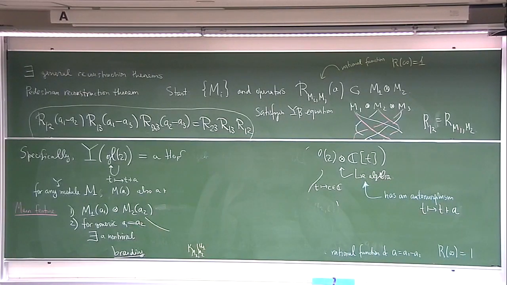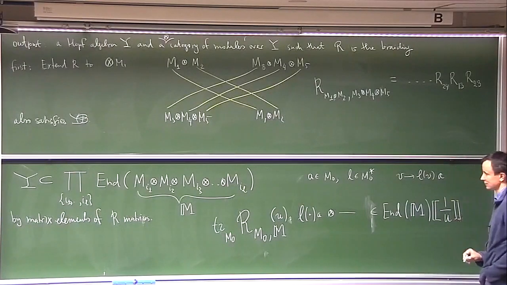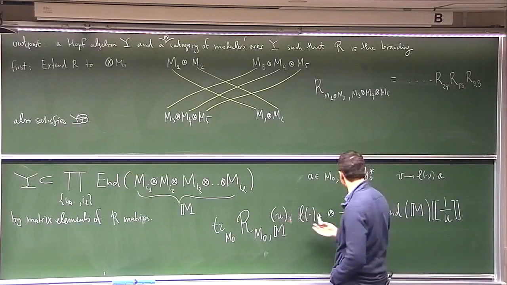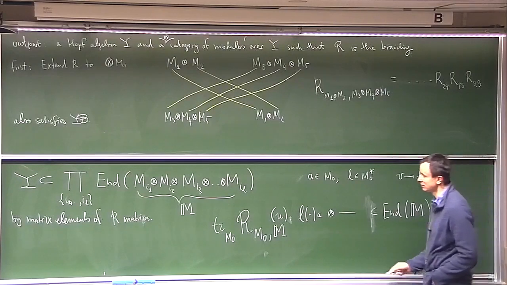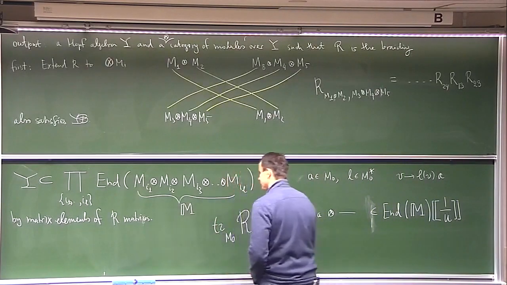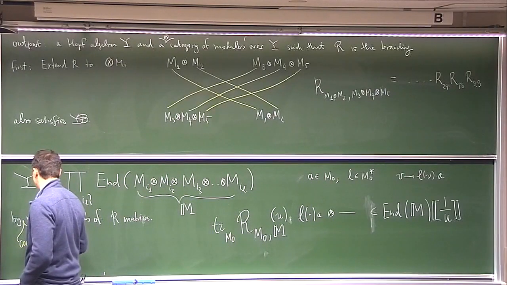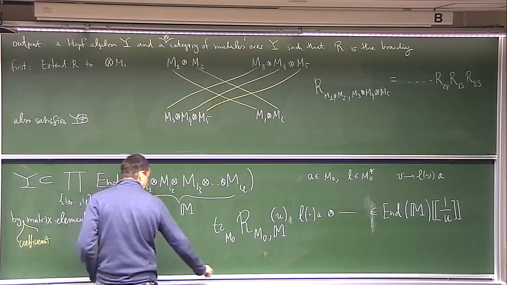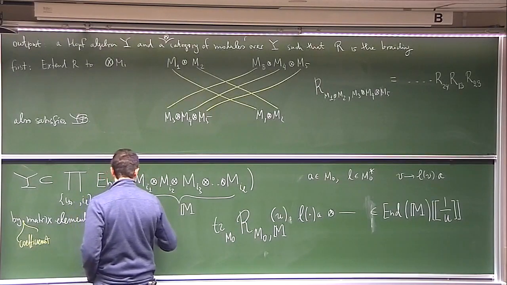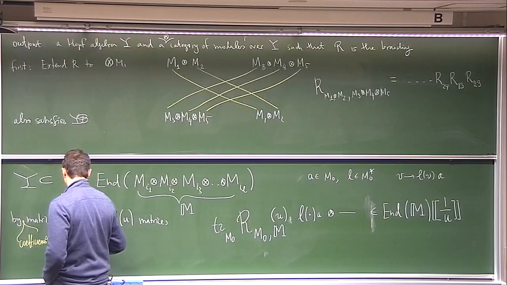This is a rational function, which we can expand around infinity, since at u equals infinity this identity is not a very interesting operator. Maybe we expand it around infinity and pick a coefficient. So we pick coefficients of the matrices, coefficients in the infinity expansion.